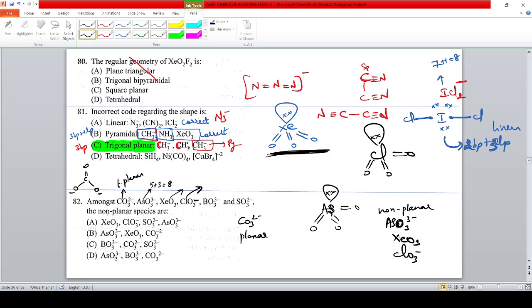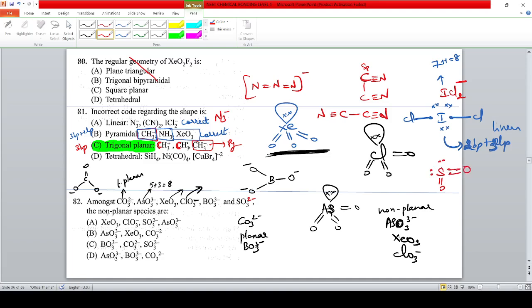Next, BO3 3 minus. Boron has 3 valence electrons, 1, 2, 3. So this is planar, trigonal planar. BO3 3 minus is planar. Then SO3 2 minus. Sulfur has 6 valence electrons. The 2 minus charge means 7 and 8, so 8 valence electrons. Out of the 8 valence electrons of sulfur, 2 are used for this oxygen, then 3, 4, 5, 6, 7, 8.